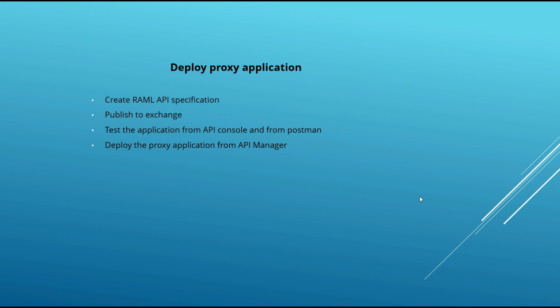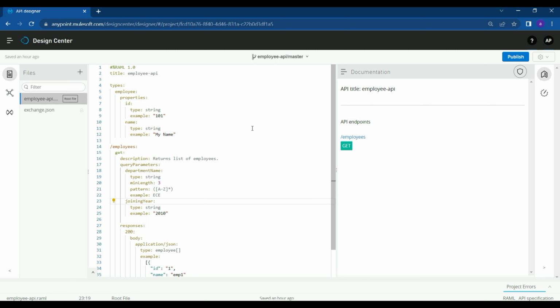Hi, welcome back. In this session, we will deploy the proxy application from API Manager. In order to deploy the application, we need to create the API specification and publish to Exchange. After publishing to Exchange, we will test the application from API console and also from Postman by using mocking service. Mocking service is a feature given by Anypoint to test the API to understand the behavior of the API. So after testing, we will deploy the proxy application from API Manager.